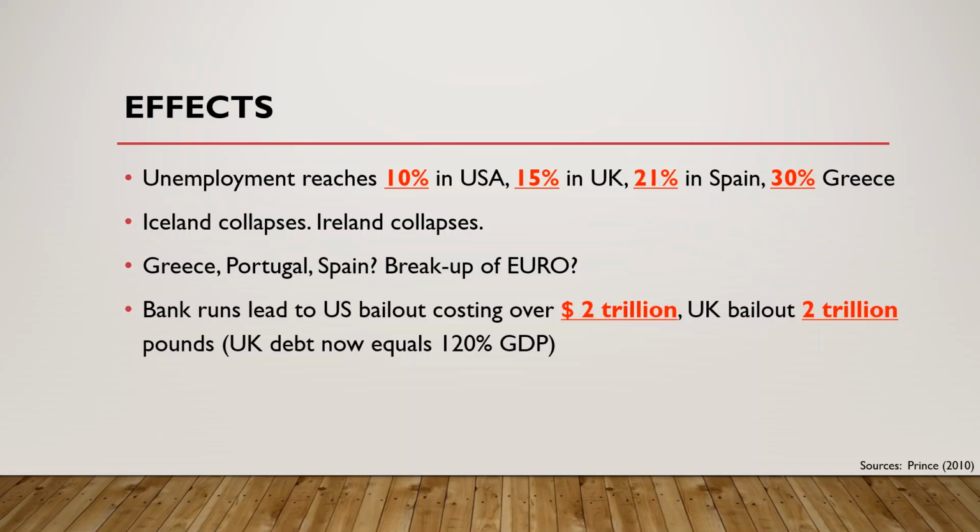And at the same time, the UK also needed to print 2 trillion pounds. And the amount of pounds that the government printed during the financial crisis is approximately 120%, which is more than what the country can produce in a year.